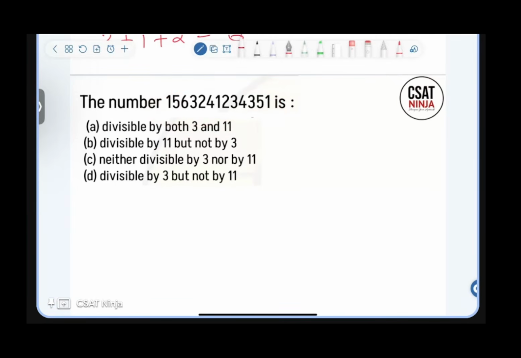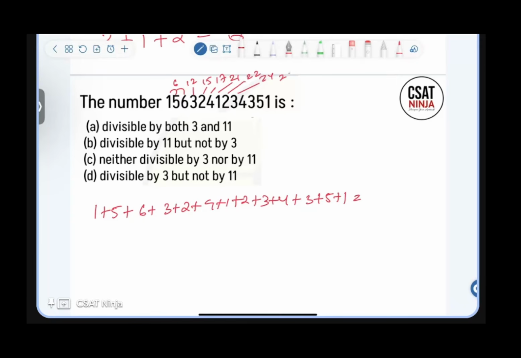Divisibility rule of 3 was what? Sum of the digits. 1 plus 5 plus 6 plus 3 plus 2 plus 4 plus 1 plus 2 plus 3 plus 4 plus 3 plus 5 plus 1. Wow, I hope I won't miscalculate. Let's start. This one is 6. 6 plus 6 is 12. 12 plus 3 is 15. 15 plus 2 is 17. 17 plus 4 is 21. 21 plus 1 is 22. 22 plus 2 is 24.